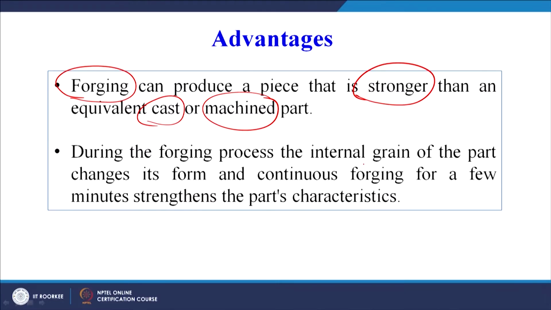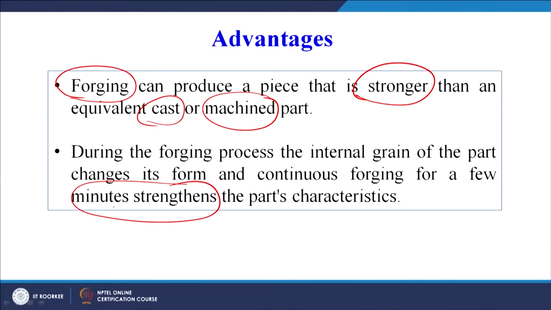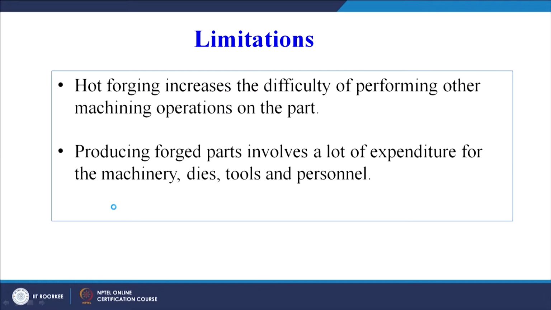So, one general guideline: during the forging process, the internal grain structure of the parts changes, it forms, and continuous forging for a few minutes strengthens the part characteristics. The internal microstructure of the metal also changes on the continuous forging operation, and in most cases, it imparts strength to the part. So, we can say that one of the major advantages of forging is that we can get strong metallic parts after the forging operation. Now, what can be the limitations of forging?